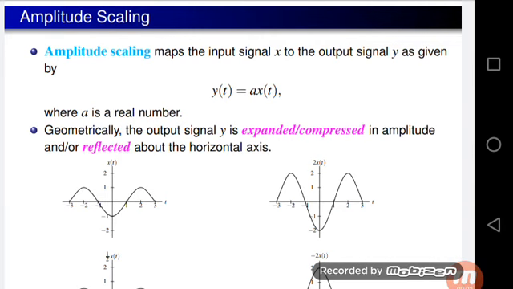Hi everyone. Today's topic is amplitude scaling.